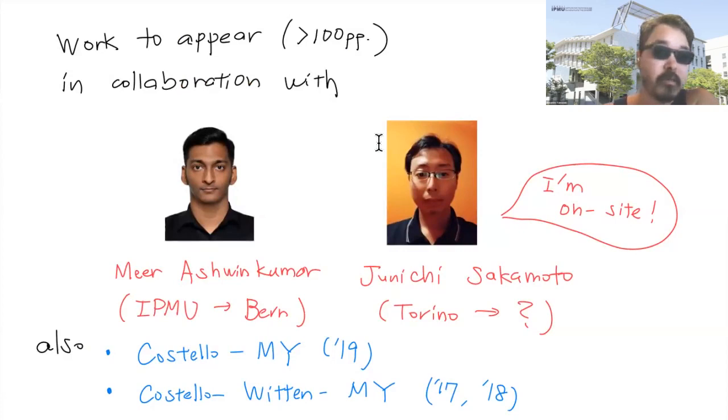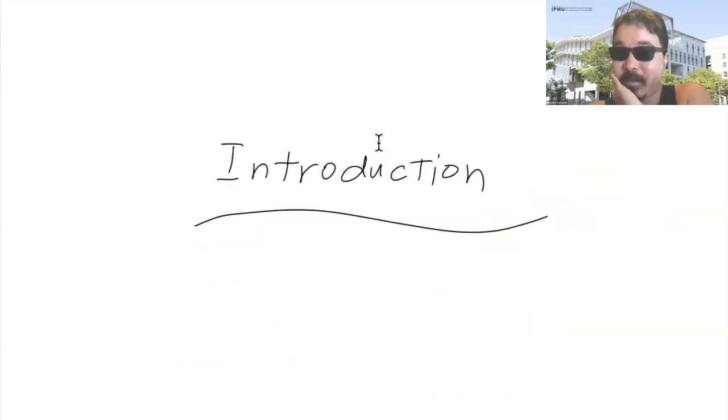Now, this work is in collaboration with two excellent researchers. One is Mia Ashwin Kumar, who is a postdoc at IPMU, but who is moving to Bern, close to many of you in Europe. Another is Junichi Sakamoto, who is already in Europe at Torino. He is applying for positions in the coming fall, and he is the person who is on site in the conference hall. I'm attending virtually, so if you try to catch him randomly, please catch him and ask the questions. Okay, so that's about our paper.